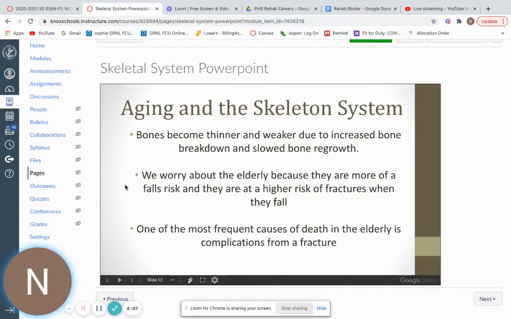As we age, though, bones do become thinner because we don't have as many blasts and we have more clast, so more bone breakdown. We do worry about the elderly because they are at more of a falls risk because they're older, they get weak, dizzy, the medications that they're on, and they're at a higher risk of actually fracturing something or breaking their bone when they fall. One of the most frequent causes of death in the elderly is a complication from a fracture. So grandma falls and breaks her hip and she dies 6 months later from pneumonia. So that's something that we always worry about with these people.